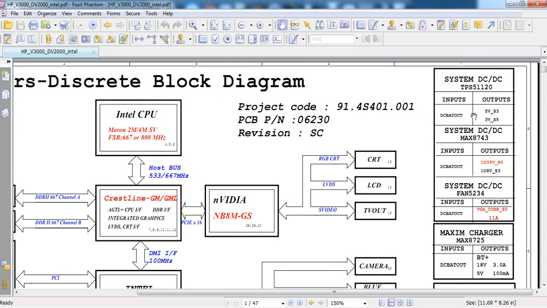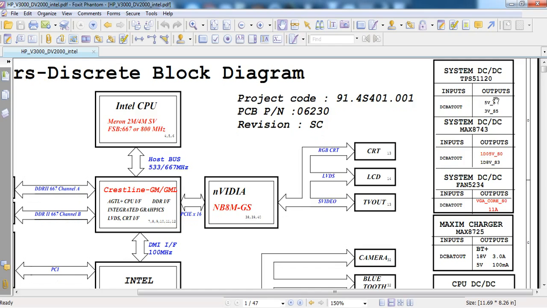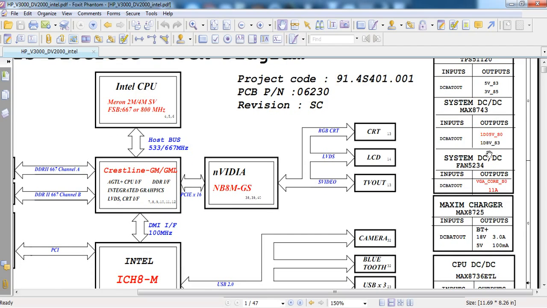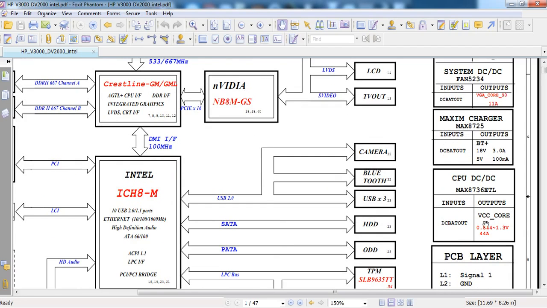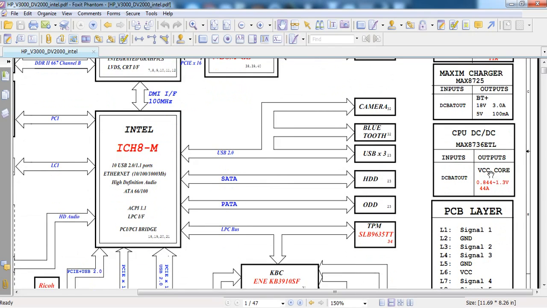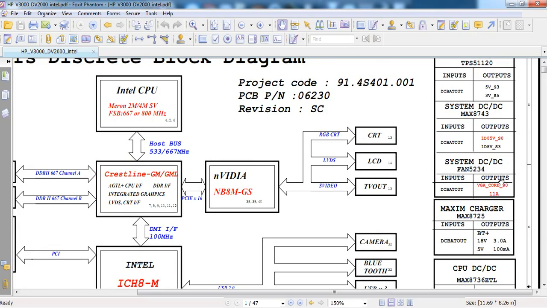Okay, so this is your 5 volts and 3.3 volts regulator IC. This is the 1.05 volt and 1.8 volt regulator IC. This is VGA core. This is your VCC core, CPU core voltages. Okay, all these regulators require only one input signal, which is called DC bat out. Okay, this DC bat out is coming from the charger IC.